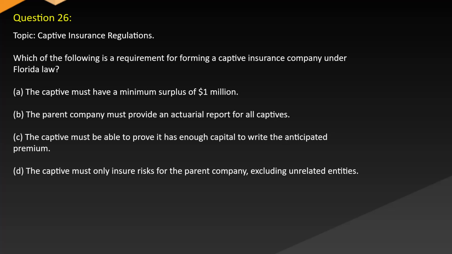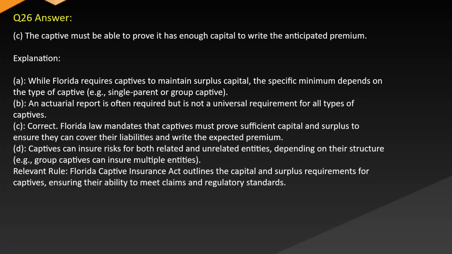Topic: Captive insurance regulations. Which of the following is a requirement for forming a captive insurance company under Florida law? A. The captive must have a minimum surplus of $1 million. B. The parent company must provide an actuarial report for all captives. C. The captive must be able to prove it has enough capital to write the anticipated premium. D. The captive must only insure risks for the parent company, excluding unrelated entities. Answer C. The captive must be able to prove it has enough capital to write the anticipated premium.